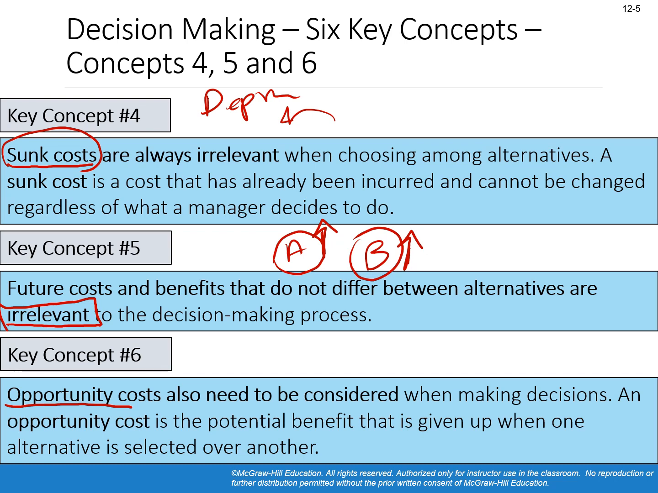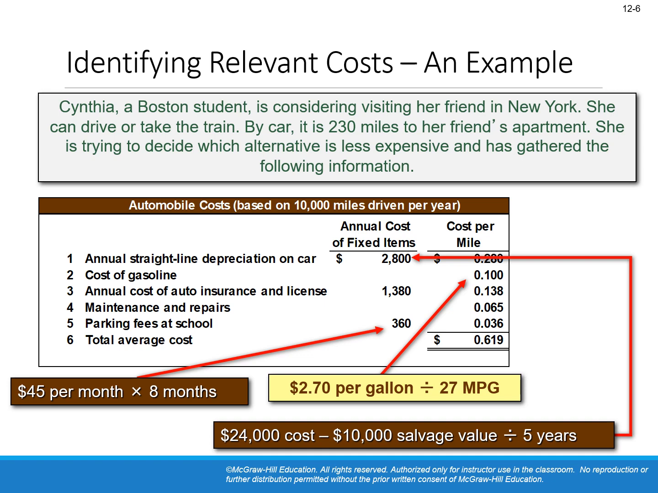Now, identifying relevant costs, an example. The example is telling us about Cynthia, a Boston student who's considering visiting her friend in New York. So she wants to go from Boston to New York. She can drive or take the train. So here we have two options, either take the train or drive using her car. By car, it is 230 miles from Boston to New York. She's trying to decide which alternative is less expensive. Alternatives are option A, driving, option B, taking the train.